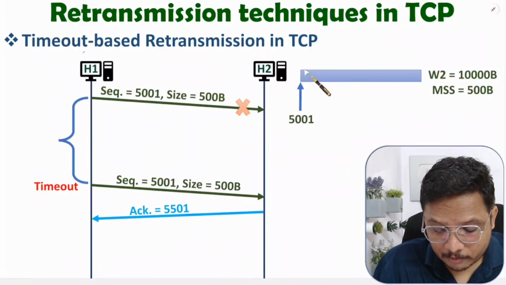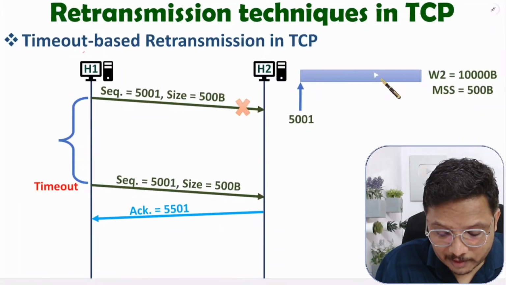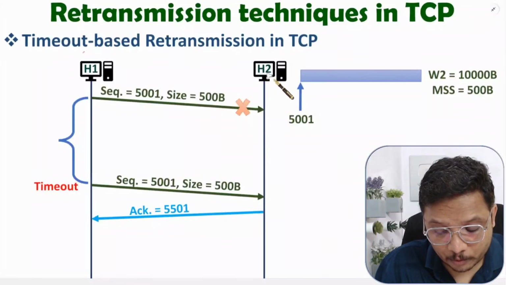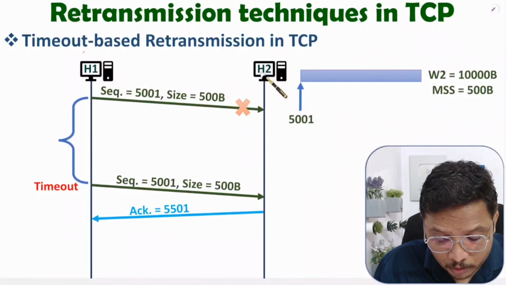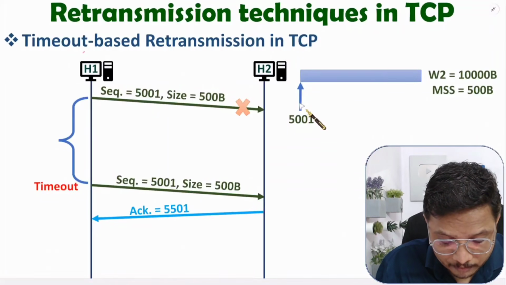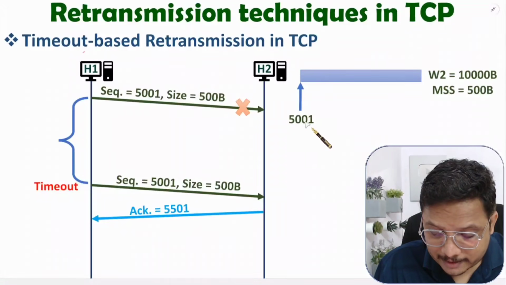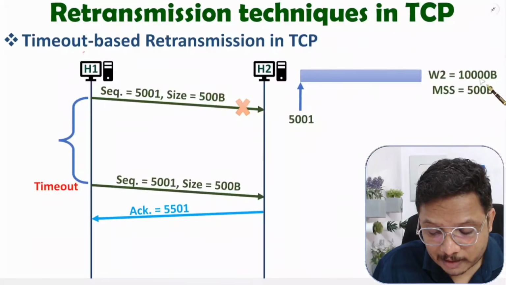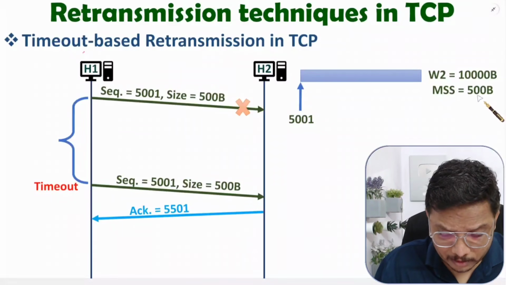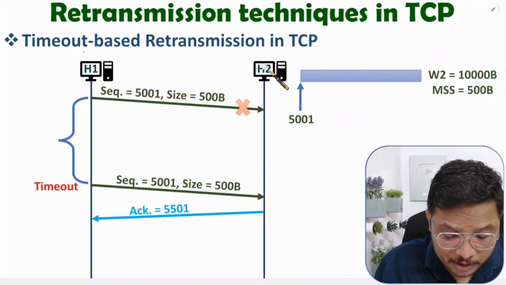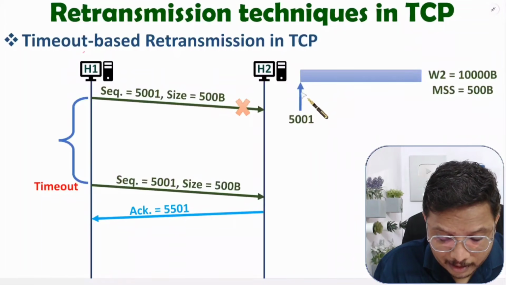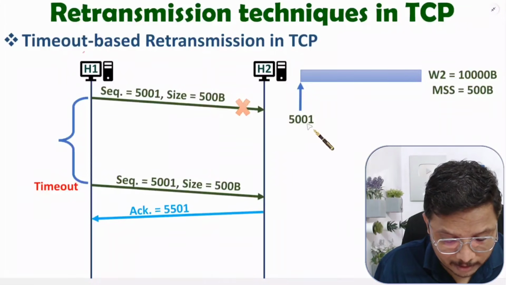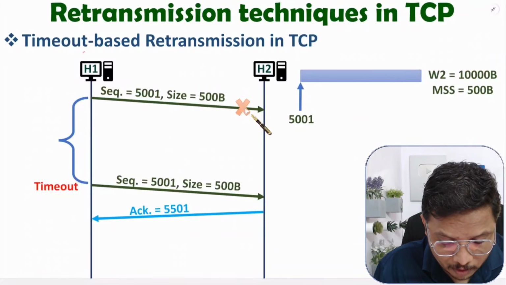See, here we have a window at the side of H2, and this H2 host is waiting for which sequence number? 5001 sequence number, right? The window size that I have considered here is 10,000 byte, and the maximum segment size is 500 byte. Now see, H2 is waiting for the segment with sequence number 5001. But because of some issues on the network, this segment is getting lost.